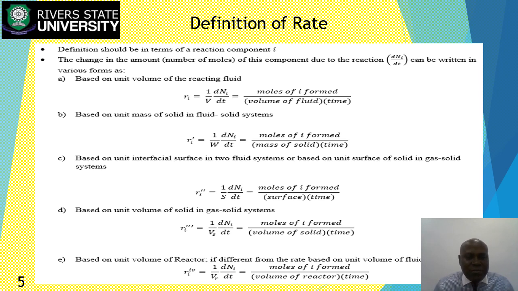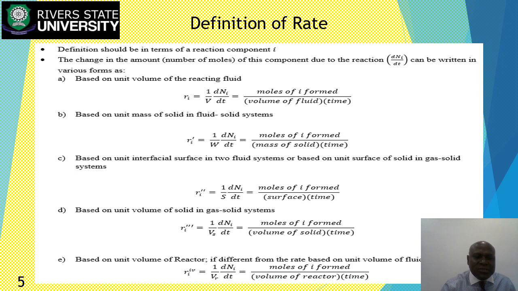Similarly, we can have that based on unit interfacial surface in a two fluid system, or based on unit surface of the solid in a gas solid system. For that one, we have 1 over S showing the surface area, while the fourth, based on unit volume of solid in a gas solid system, you have r_i''' equals 1 over V_S, V_S standing for the volume of the solid.